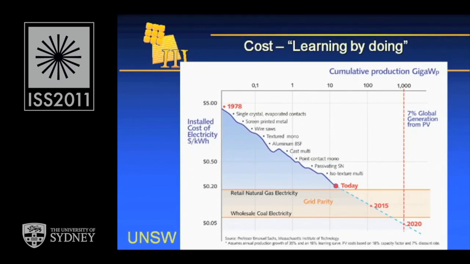This is how the cost of electricity produced by photovoltaics has come down. This is a logarithmic scale as the amount of photovoltaics produced has increased. Again, a logarithmic scale. And you get approximately linear variation when you plot the data this way, for many products, not just solar.